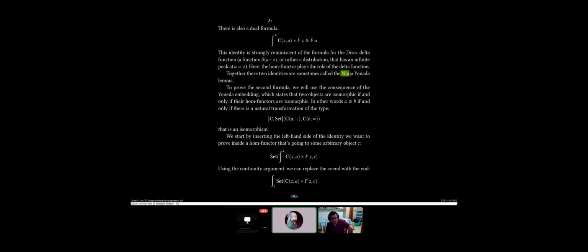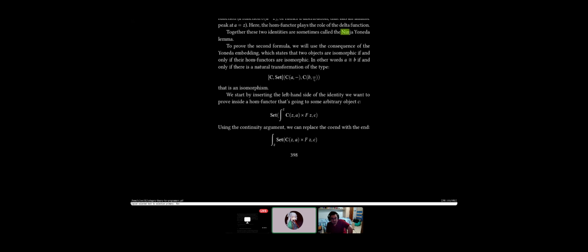To prove the second formula, we use the correspondence of the Yoneda embedding, which we saw a while back. I have very little recollection of that as well. It states that two objects are isomorphic if and only if their home functors are isomorphic, or in other words, A is isomorphic to B if there's a natural transformation of this type.